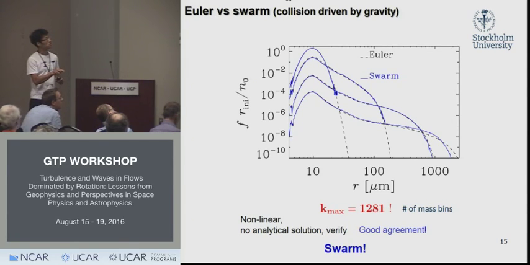and Lagrangian model. But here we use about 1,281 mass bins to make the Eulerian approach converge to the Lagrangian approach. Which means that the Eulerian approach is more expensive than the Lagrangian approach in this sense. So in the future, we will mostly focus on the Lagrangian approach.